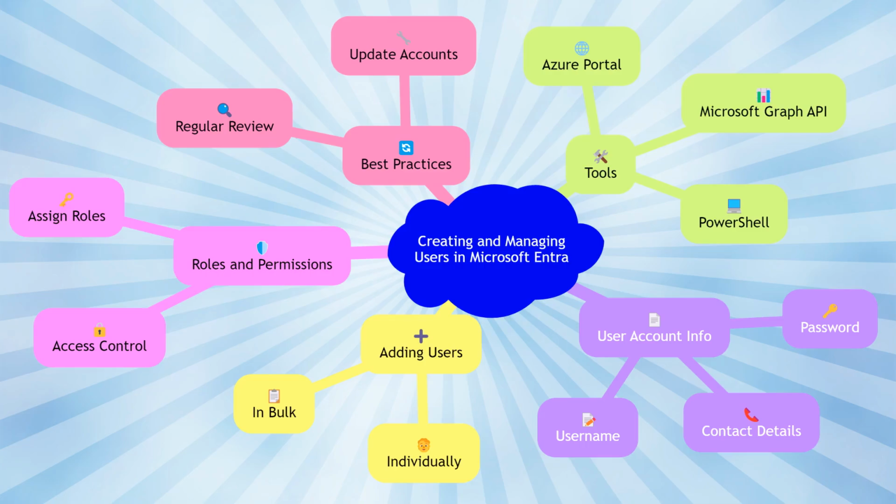Creating and managing users in Microsoft Entra involves several steps. Administrators can add users individually or in bulk using the Azure portal, PowerShell, or the Microsoft Graph API. Each user account includes essential information such as username, password, and contact details. Administrators can also assign roles and permissions to users, ensuring they have the appropriate level of access to resources. Regularly reviewing and updating user accounts is a best practice to maintain security.